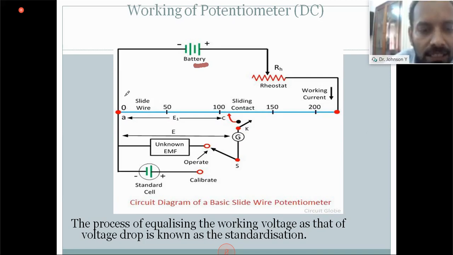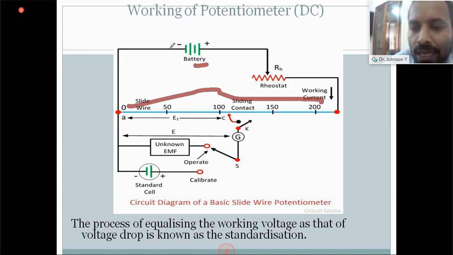And this battery is connected across a slide wire that is shown here in blue color. That battery is connected to the slide wire through a rheostat. Here a rheostat is connected to vary the current according to a desired value. The current through this battery is called the working current. So the working current will be like this through the circuit. So this is the working current circuit.